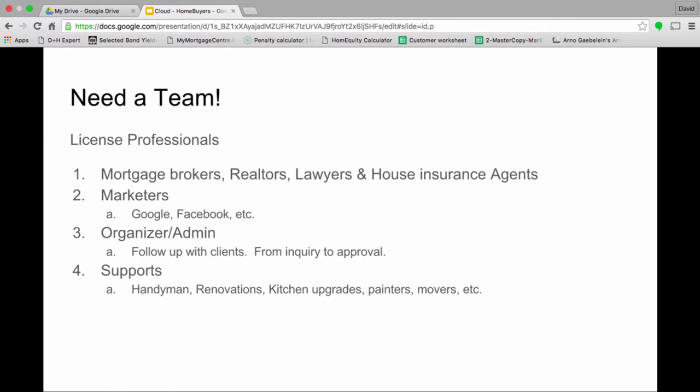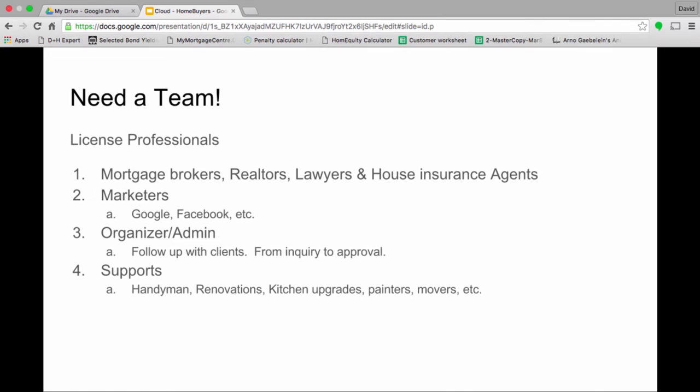Then, of course, we need the licensed professionals. The first group of people I put in there is usually the ones who benefit the most, such as myself as a mortgage broker, and a realtor, a lawyer, and a house insurance agent. Now, of course, we need others to help us. We all have different skill sets that would help build this type of business.